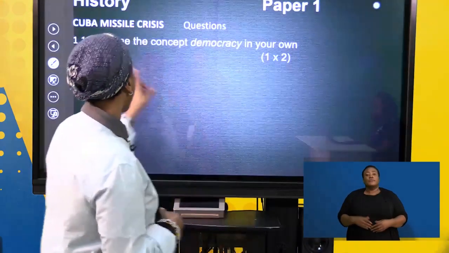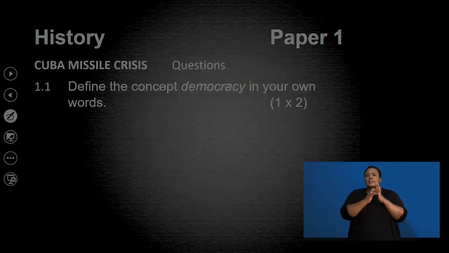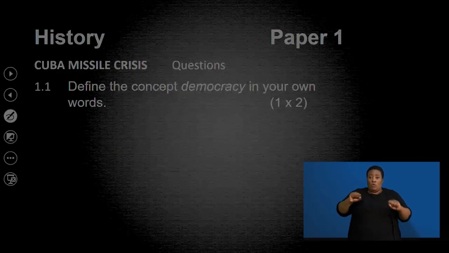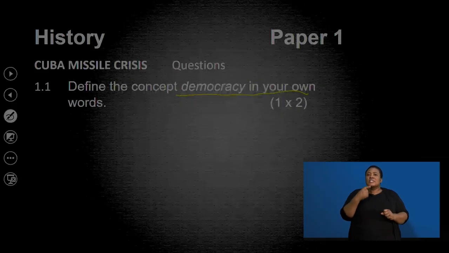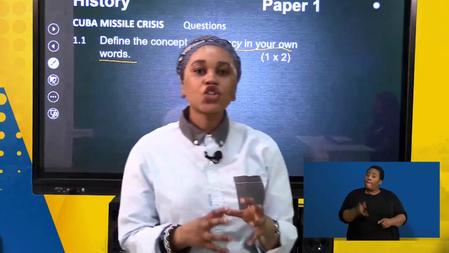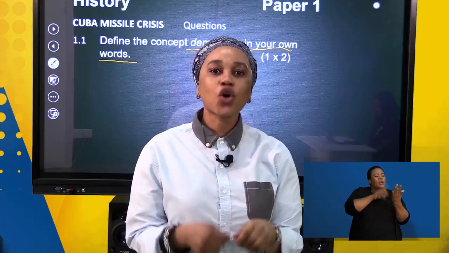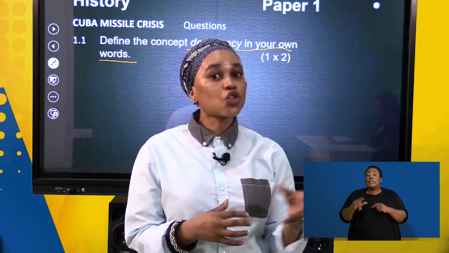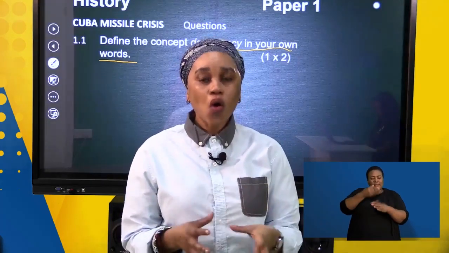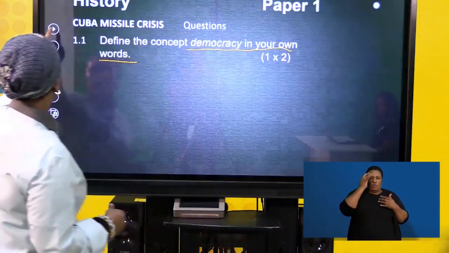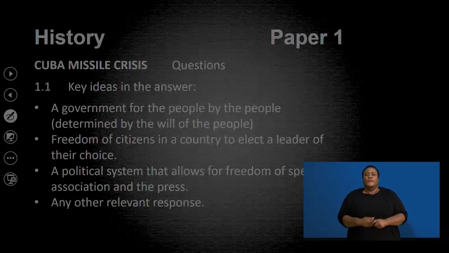So if we look at this one example here, it says define the concept of democracy in your own words. It does even tell you that this should be in your own words. Again, guys, you cannot just rephrase or paraphrase the source. You have to use your own words. As I said before, that is where studying comes in. So you should walk into the exam knowing all these different historical concepts already.